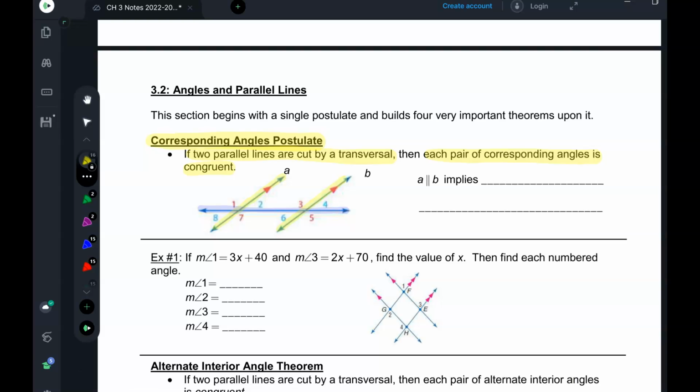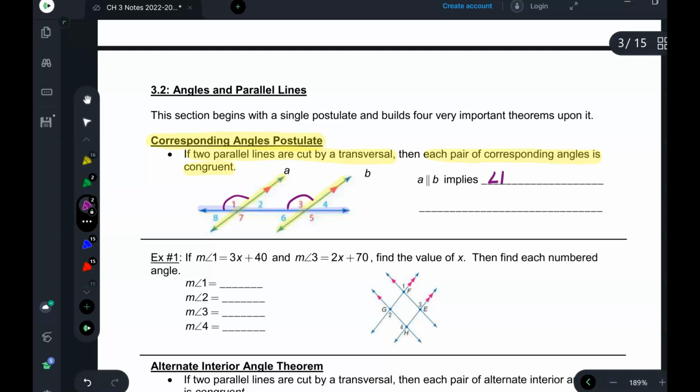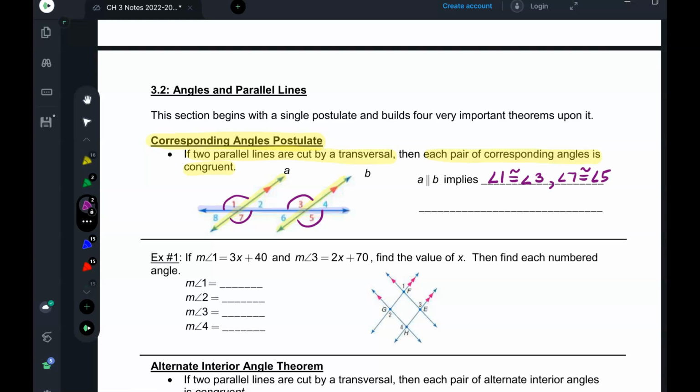So if those two lines are parallel, which angles are going to be congruent? So again, corresponding, or on the same side of the transversal and in the same relative position. So for example, angle 1 is going to be congruent to angle 3. Also, angle 7 is going to be congruent to angle 5. We also have angle 2 congruent to angle 4. And our last pair of corresponding angles will be 8 and 6.